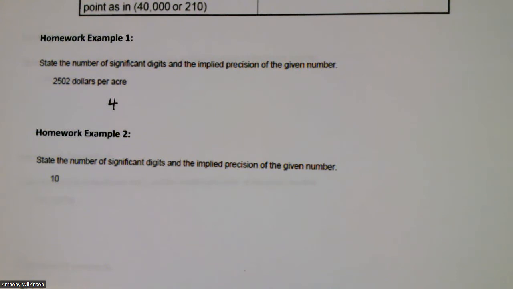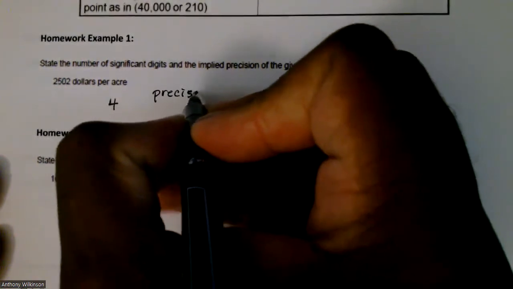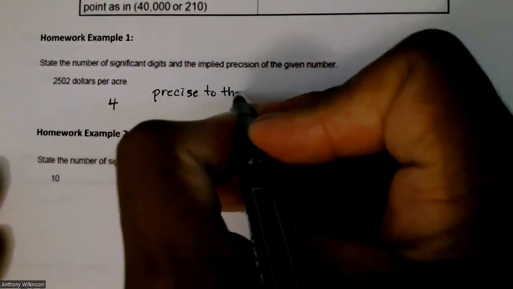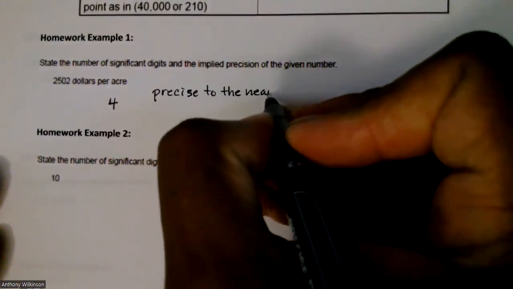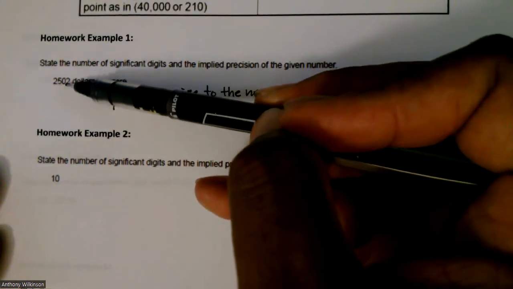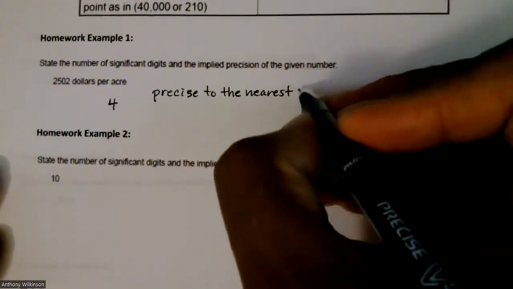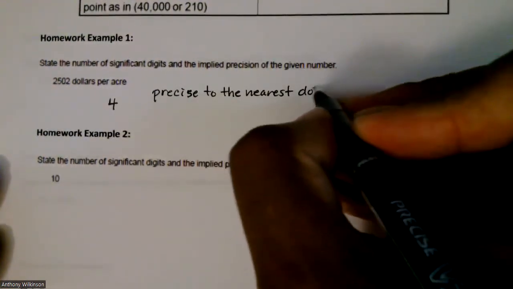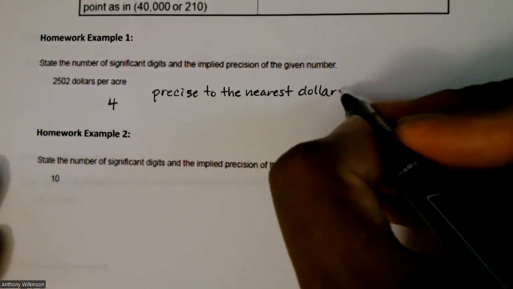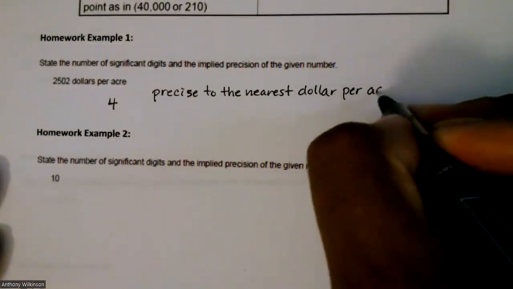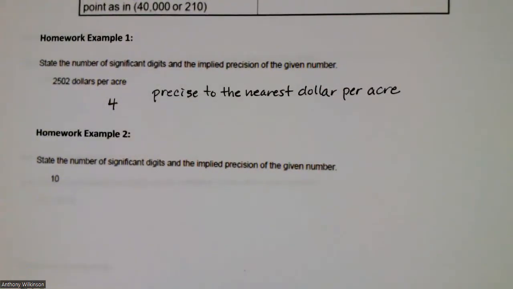And let's see how precise this number is. Well, it is a whole number, so that means this is going to be to the ones place, and we're dealing with money amounts here. So this number will be precise to the nearest dollar per acre.